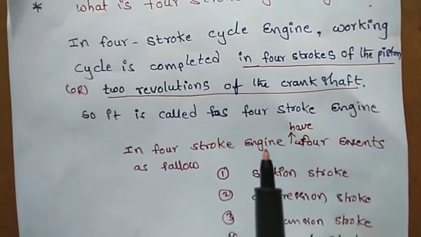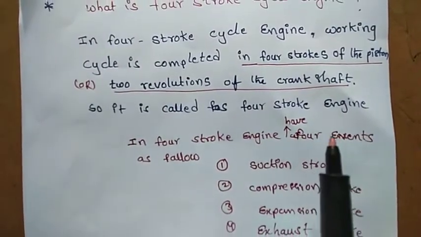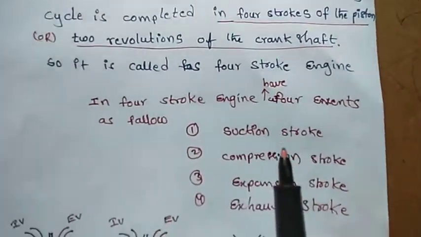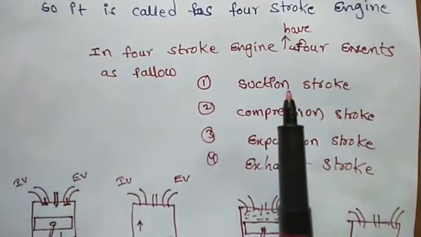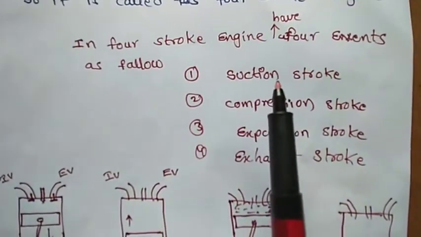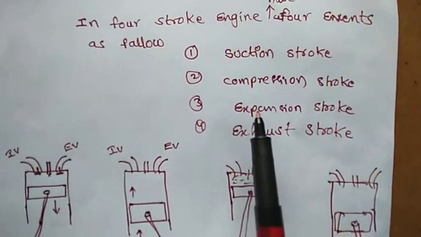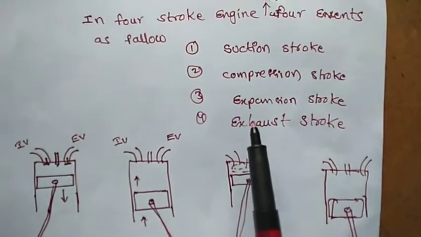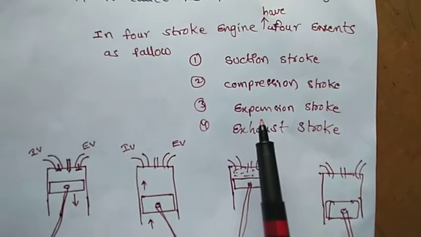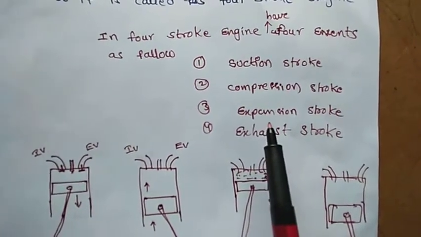So in a 4-stroke cycle engine, we have 4 strokes or 4 events as follows. In a 4-stroke cycle engine, we have 4 strokes. They are the suction stroke, compression stroke, expansion stroke, and exhaust stroke. So these are the 4 strokes we have in a 4-stroke cycle engine.